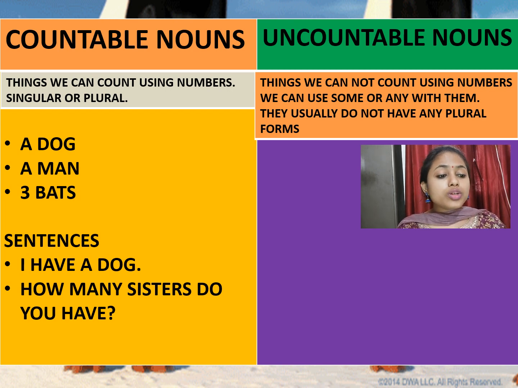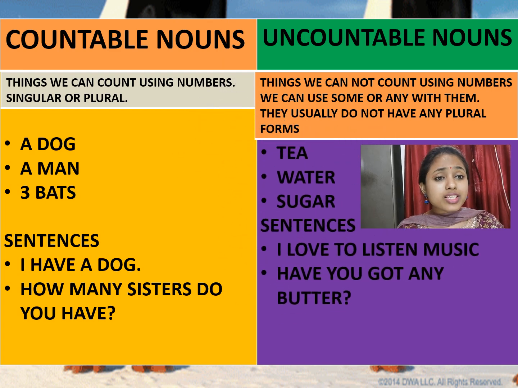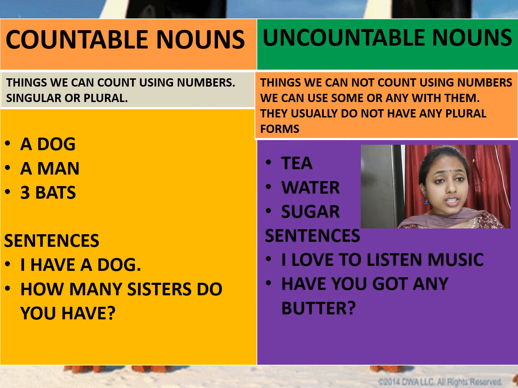They usually do not have any plural forms. An uncountable noun does not have any plural form. They are themselves plural because they are uncountable. So let's see. Tea. Can we say teas? Can you count tea? Can't count tea. When we ask for tea, we add a cup. We can count cups, right? A cup of tea, but we don't say a tea, right?